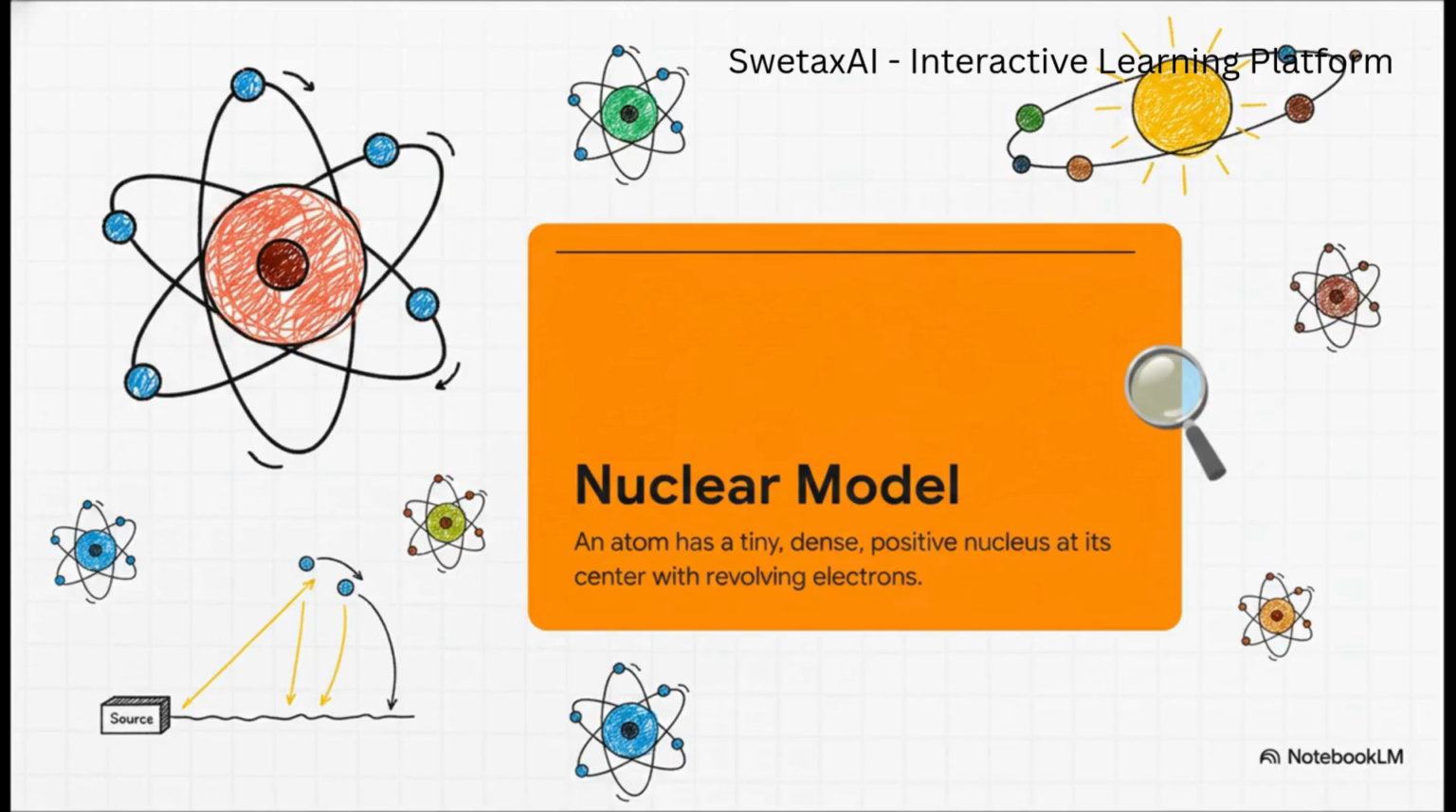The empty space explains why most particles pass through, the positive nucleus explains those slight deflections, and the extreme density of that tiny nucleus explains those rare shocking moments when a particle bounced right back at them.